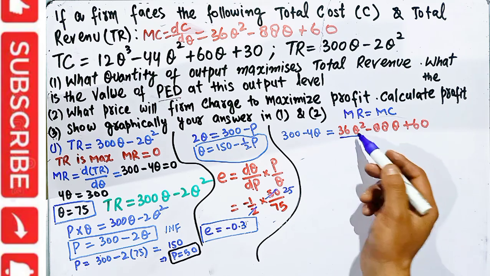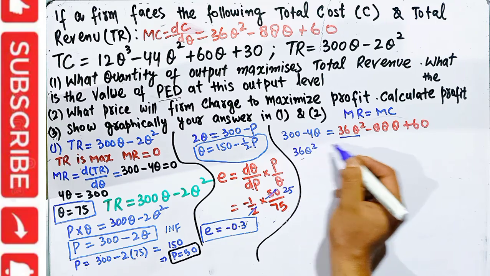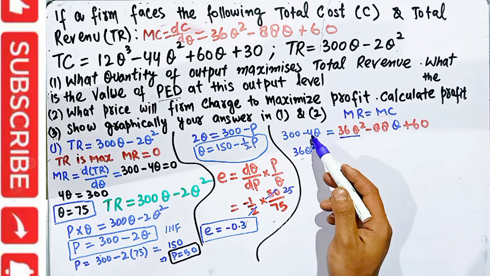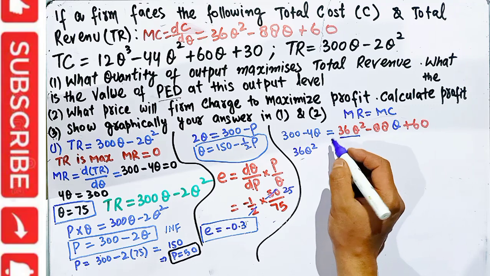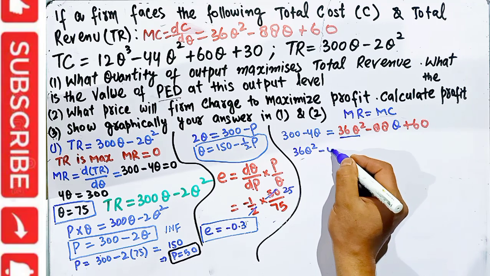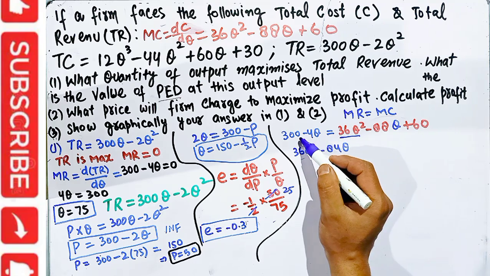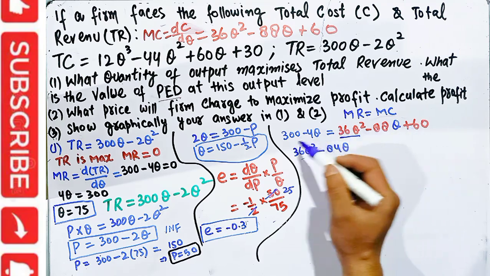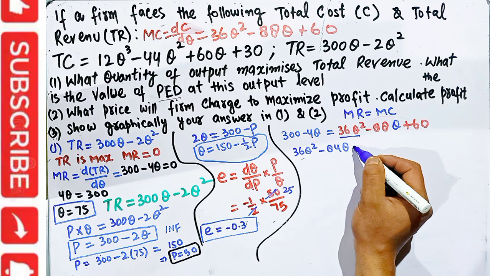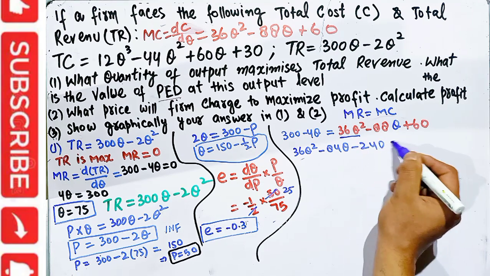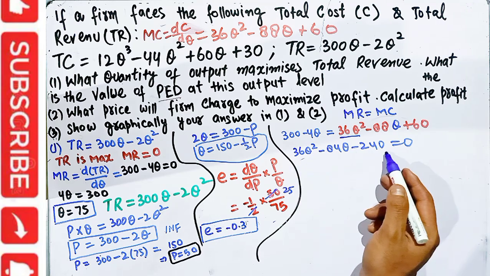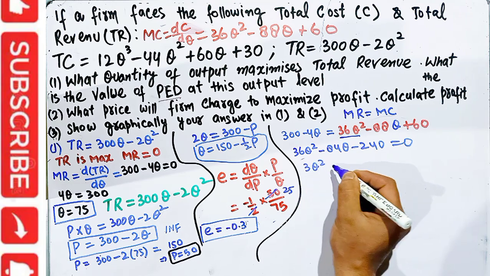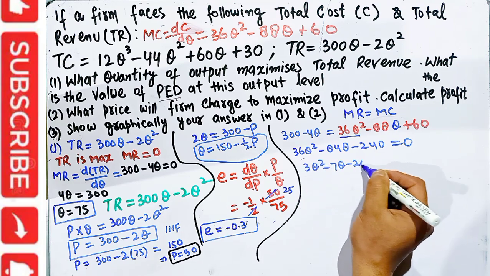36Q square, okay, it is correct. So we have 36Q square first, then we have minus 88Q plus 4Q, so it will become minus 84Q. Then transposing, we have 60 minus 300, it will be minus 240. So when we simplify it, I don't have the space, I have calculated it. It comes out to be 3Q square minus 7Q minus 20 is equal to 0.